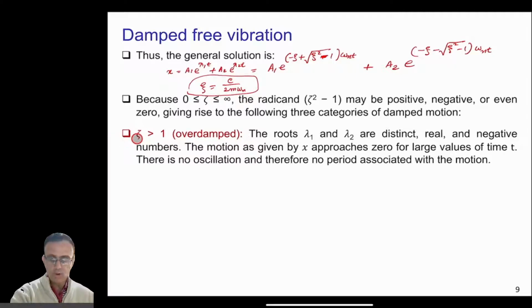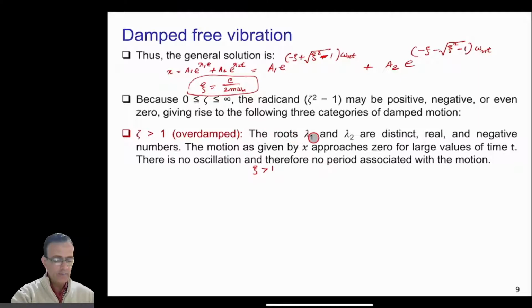The motion is either overdamped. So if zeta is greater than 1, the system is what we call an overdamped system. And for an overdamped system, if zeta is greater than 1, we know that this thing will be positive.